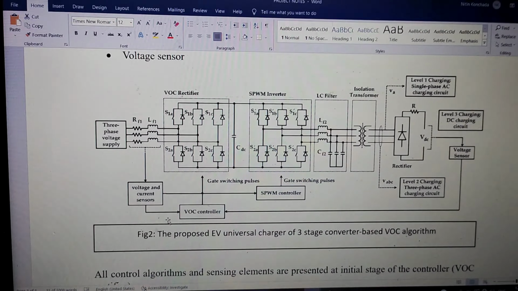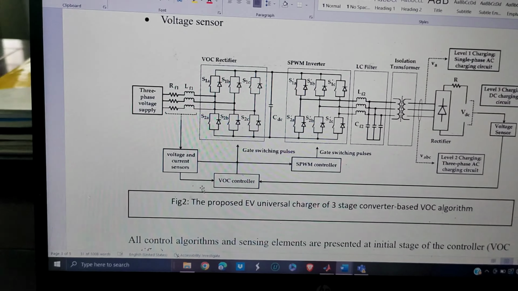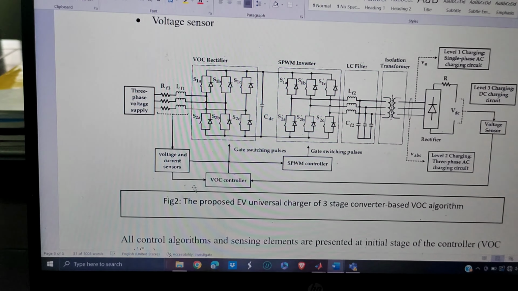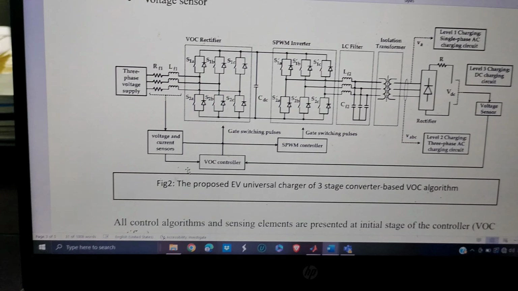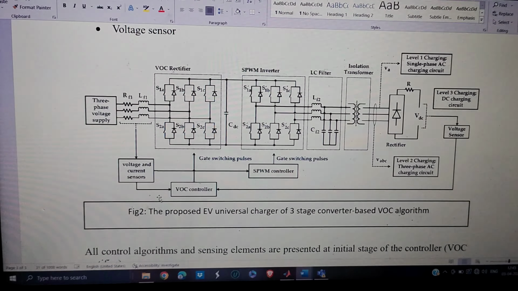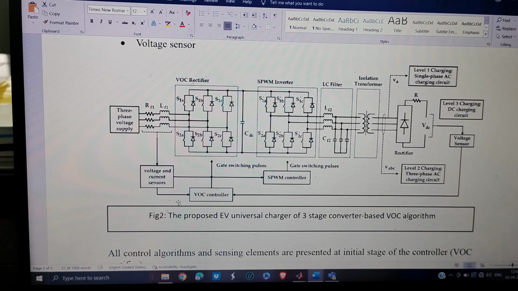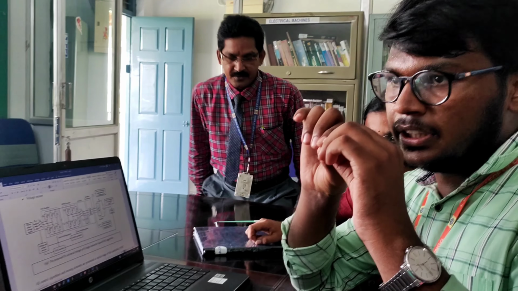This is our simulation diagram. Here a 3 phase voltage supply is inserted, then R and L, LC filters are also applied. Why are we using RL? RL decreases the distortions of the input supply. Another point, the three phase supply is converted into DC. Why are we using DC? Because we need to decrease the level of the distortions.